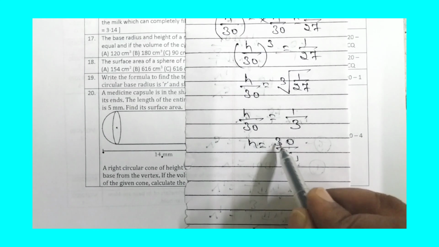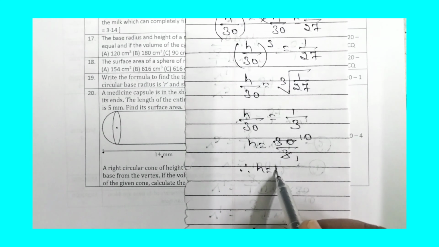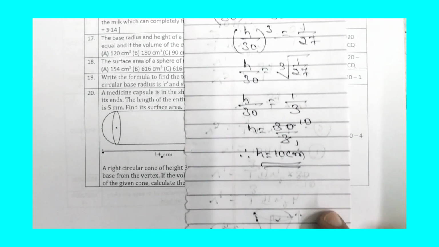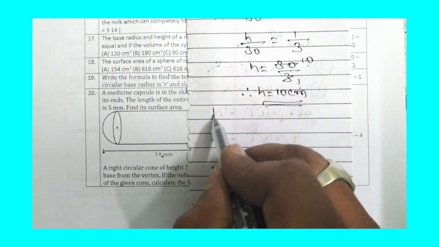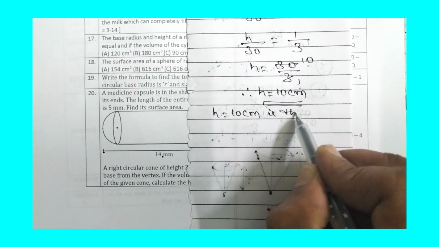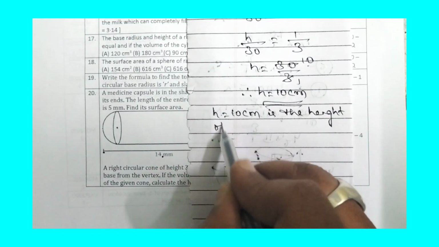30 by 3, 3 tens are 30, so 3 ones are 3 tens. Therefore h is equal to 10 centimeter. This 10 centimeter, h is equal to 10 centimeter, is the height of the smaller cone.